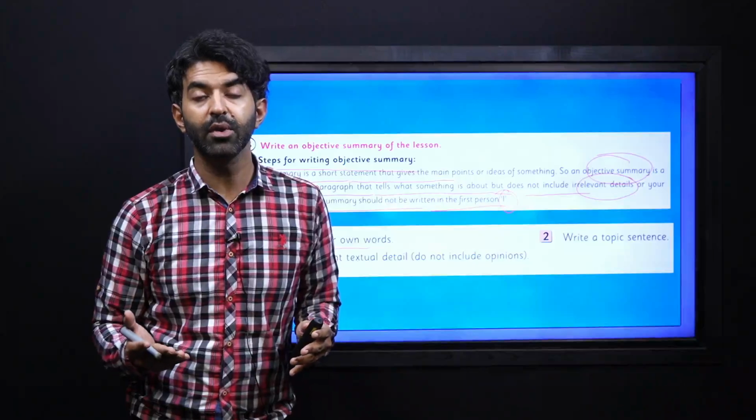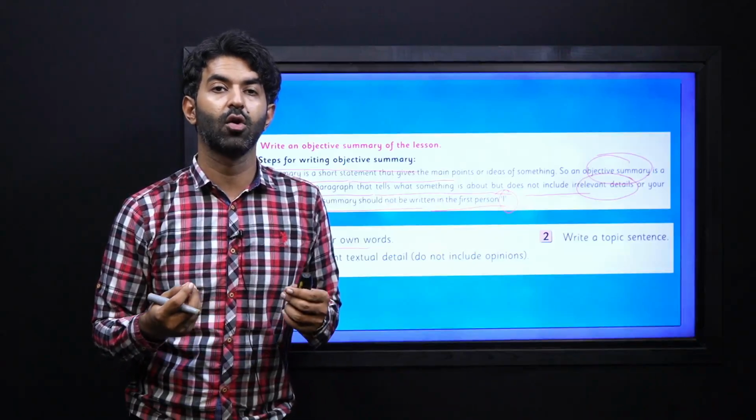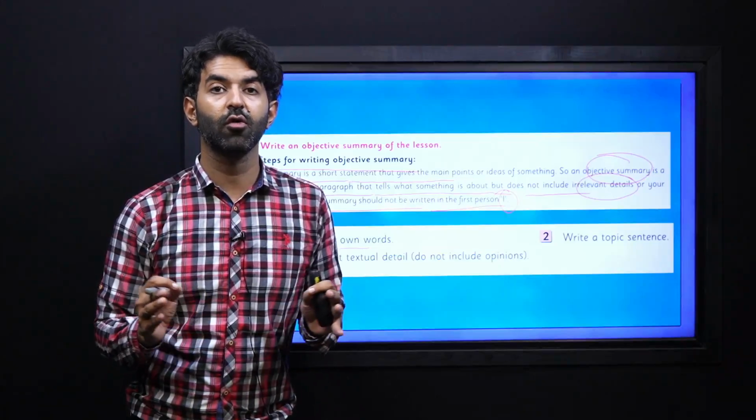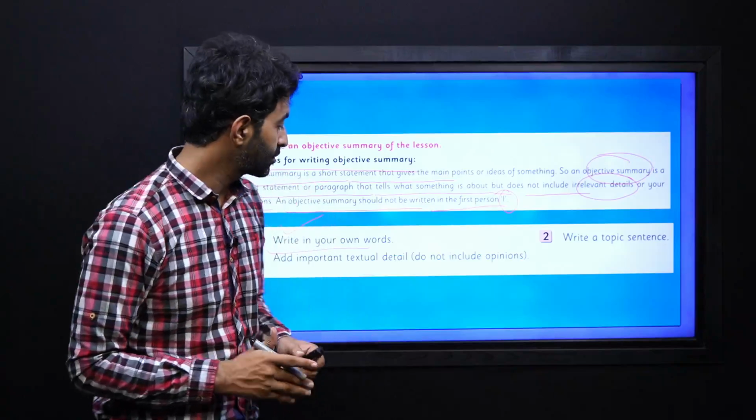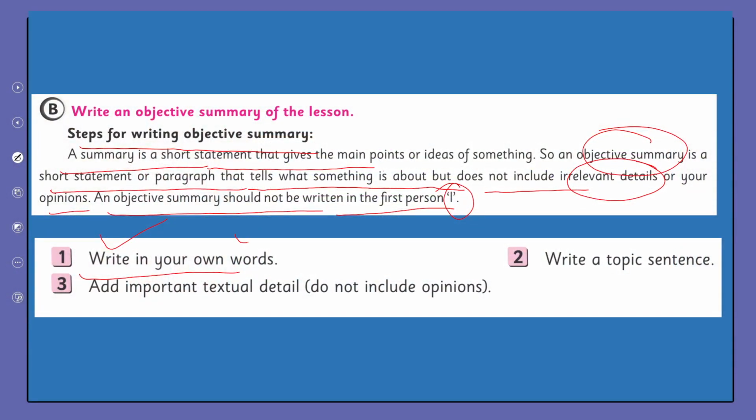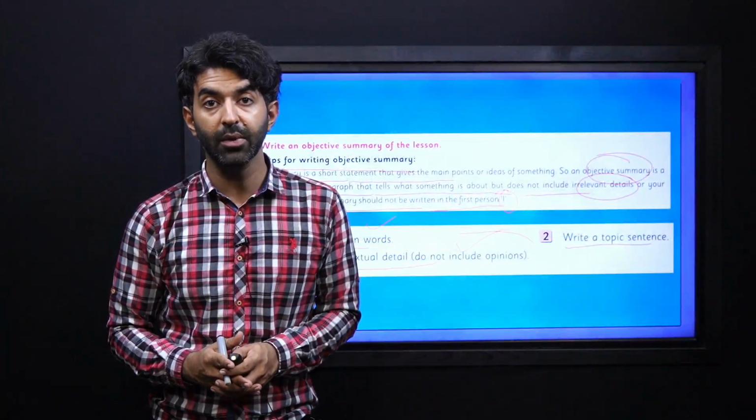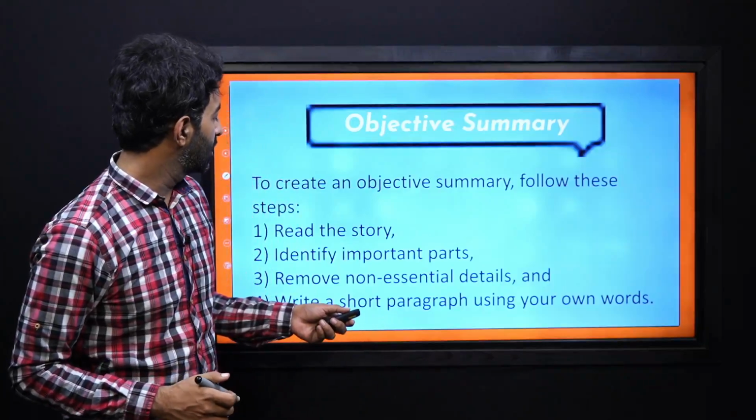A subjective summary can include your opinions and your points of view, but an objective summary should be free of any such things. So you will be writing in your own words. You will write a topic sentence at the beginning of the paragraph, the summary, and you will add important textual details and not include opinions. Now, this is how you formulate and compose an objective summary. Let's talk about it in detail.